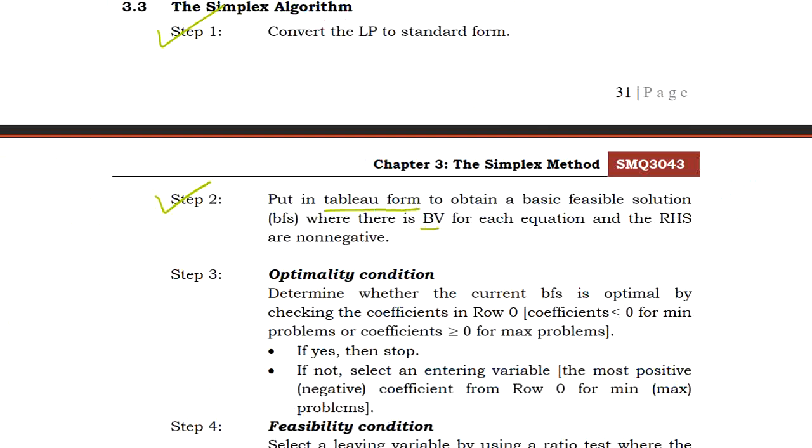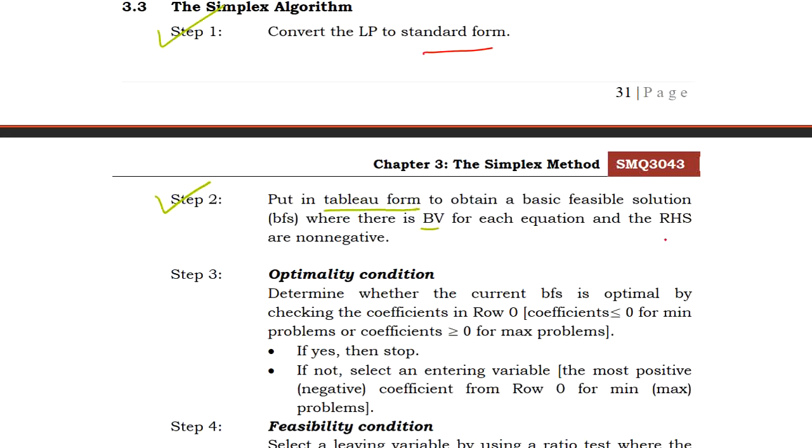Okay, as a conclusion, the Simplex algorithm has 5 steps. So in step 1, we need to convert the LP form to standard form. Okay, and the second step, you need to put the standard form into a Tableau form to obtain a basic feasible solution, BFS, where there is a BV for each equation and the right hand side are non-negative.